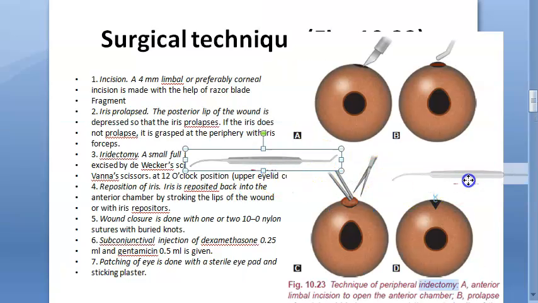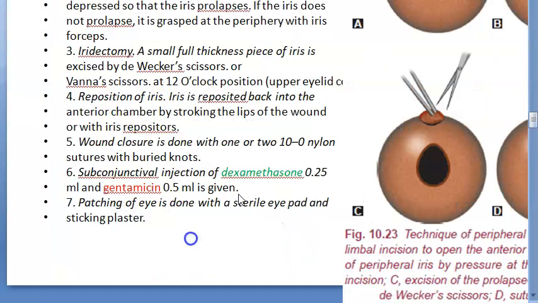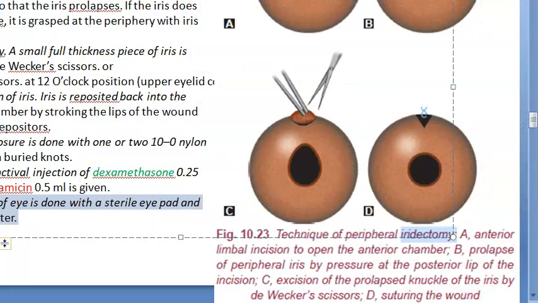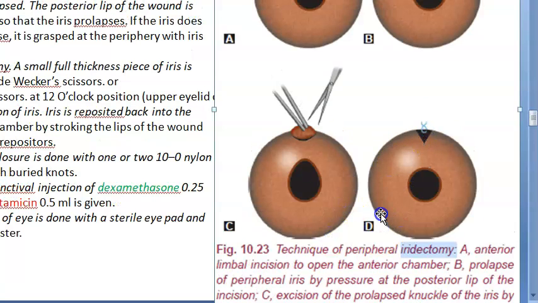Then wound closure you will do, guys, with 1 or 2 10-0 nylon sutures with buried knots. Then they give a subconjunctival injection of steroid, dexamethasone, and gentamicin, which is an antibiotic. Strange, right? And then they are giving some eye patch. Look here at the suture. They said buried knots, nylon suture. Look at that. It looks like that. Look at this photo here.